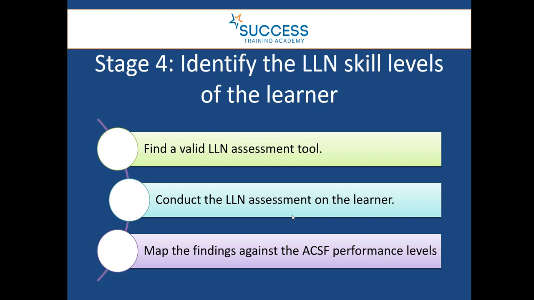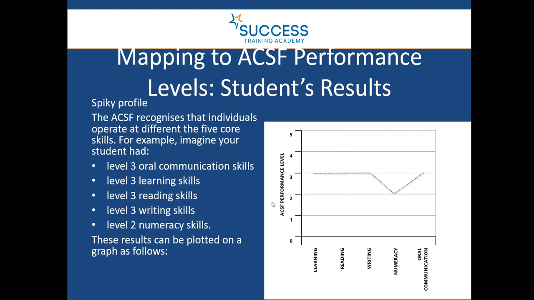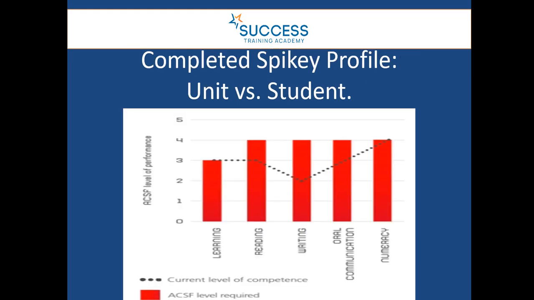You need to map the findings, i.e. mark their test, okay. Now, what you can do is you can then plot what the student got. So the learning, this student got a 3, reading they got a 3, writing they got a 3, numeracy they got a 2, oral communication they got a 3. Okay, so this dotted line here shows what the student got in their results. Now, here is what we call a spiky profile. Okay, so the bars here are the unit and what that requires, and the dotted line is the student themselves.